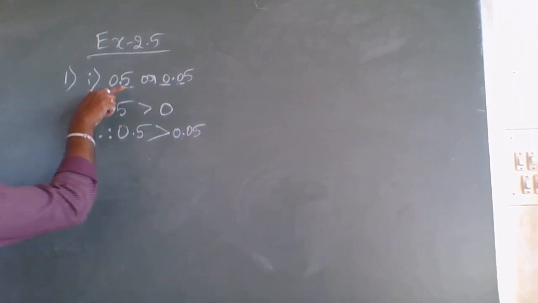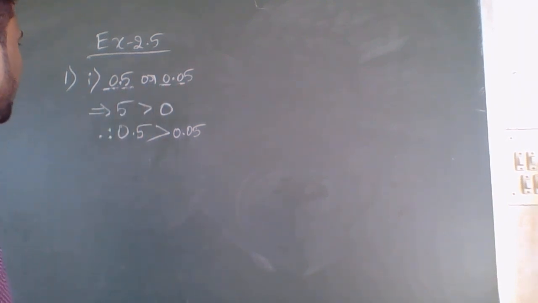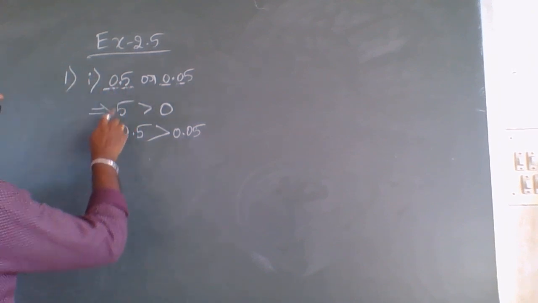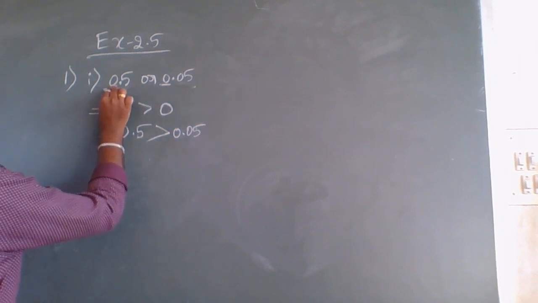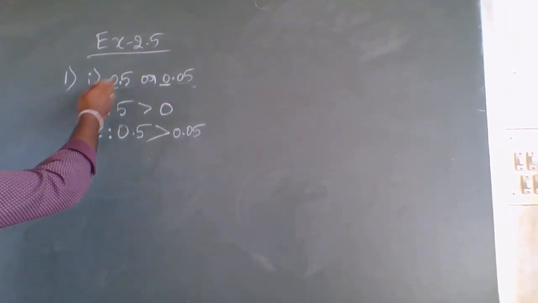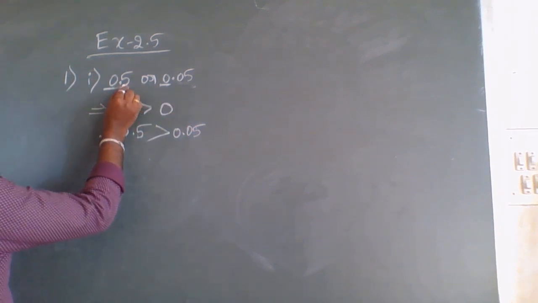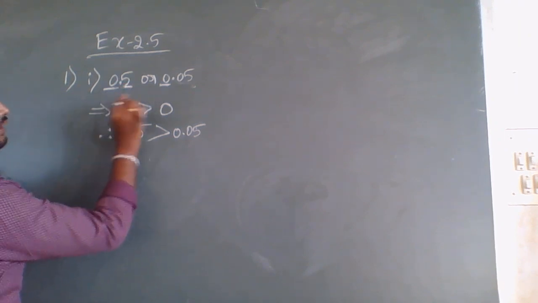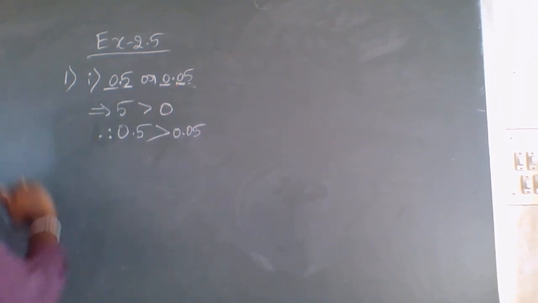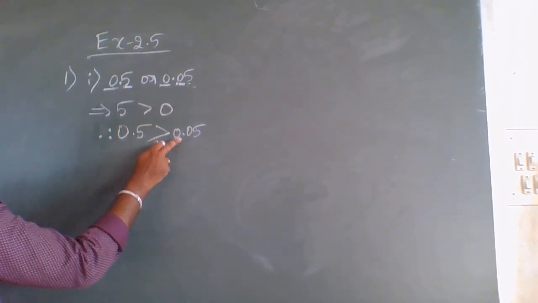Listen carefully again. Here they have given 0.5 or 0.05. So we have to compare here. How to compare? First, always we have to compare left part of the decimal point. Left part of the decimal point means here also it is 0, here also it is 0. Okay. So if both are 0, then we have to compare right part of the decimal point. So here at the right part, first digit is 5, but here it is 0. And we know that this 5 is greater than 0. Okay, so therefore this 0.5 is greater than 0.05.